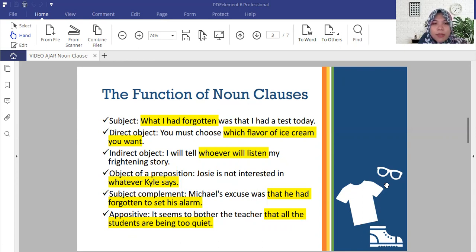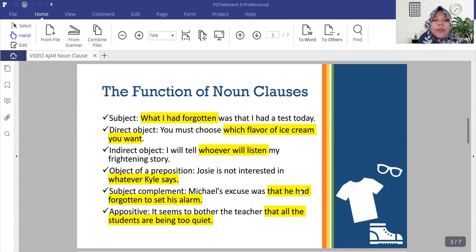And then subject complement. Michael's excuse was that he had forgotten to set his alarm. So subject complement, as its name, gives more explanation about the subject. And then the last one, appositive. It seems to bother the teacher that all the students are being too quiet. As we can see, we can identify the sign or the characteristic of appositive. In this case, we have that.